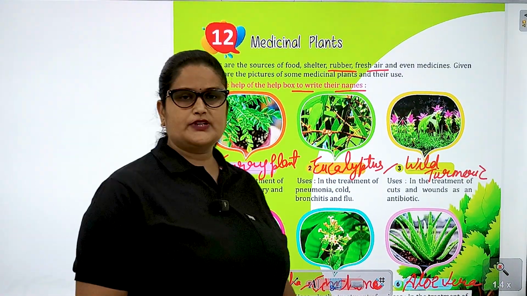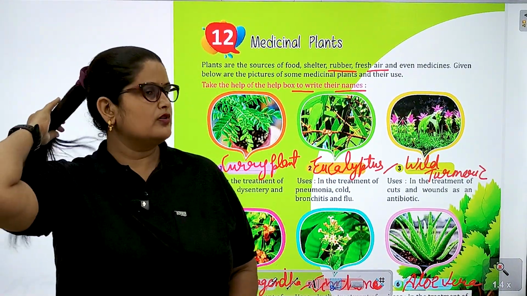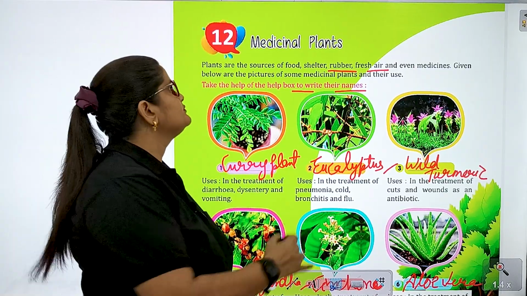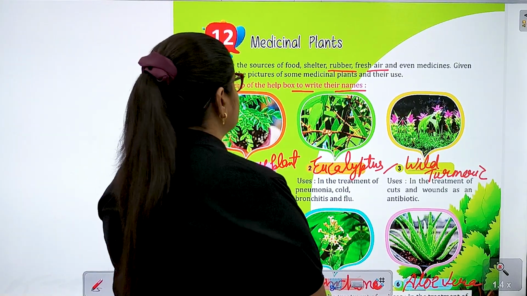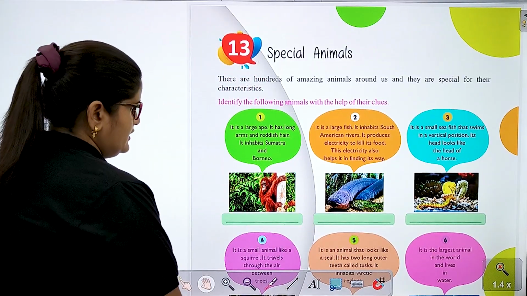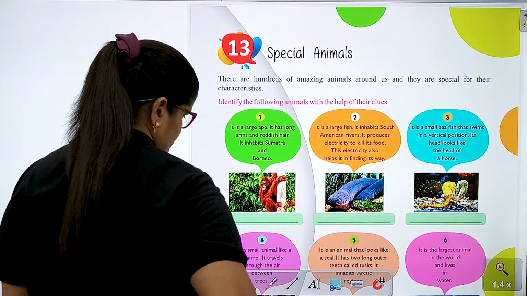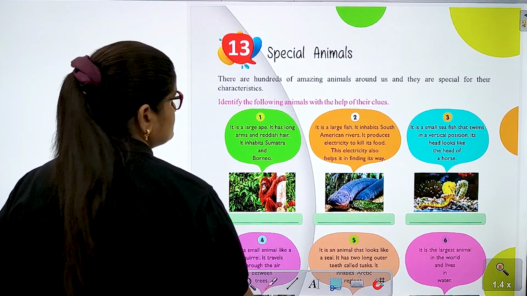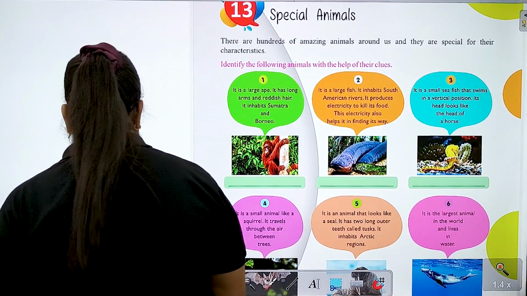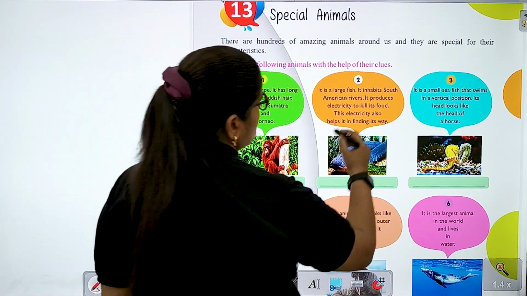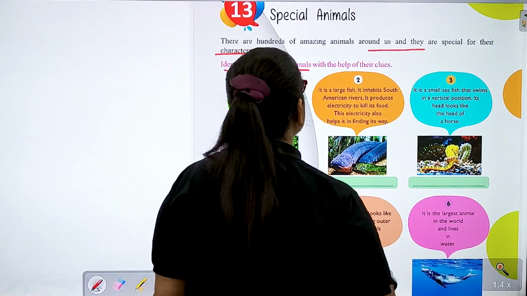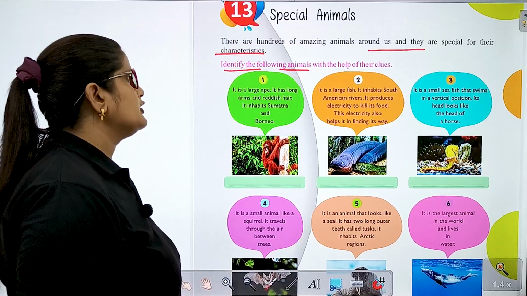So everyone, this chapter is done. Now let's begin the next chapter, chapter number 30. Special animals. There are hundreds of amazing animals around us and they are special for their characteristics. Identify the following animals with the help of their clues.